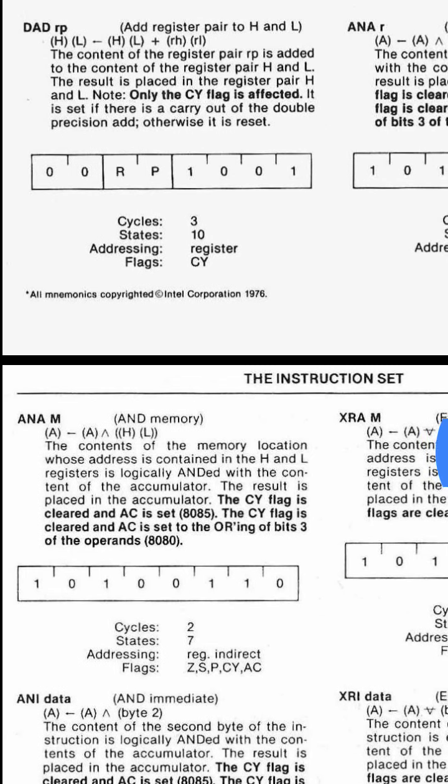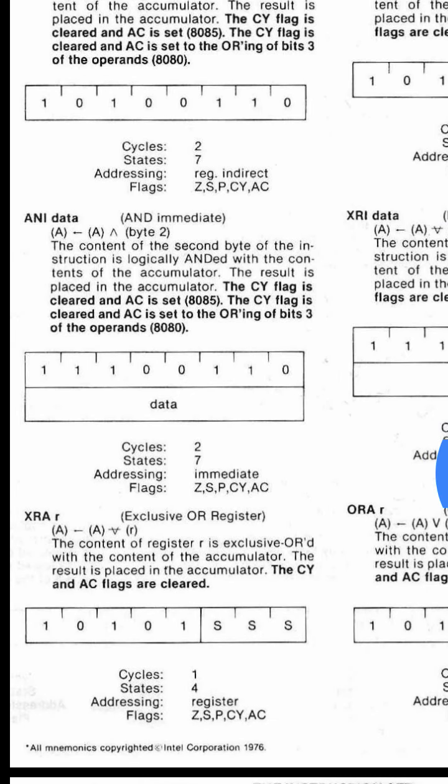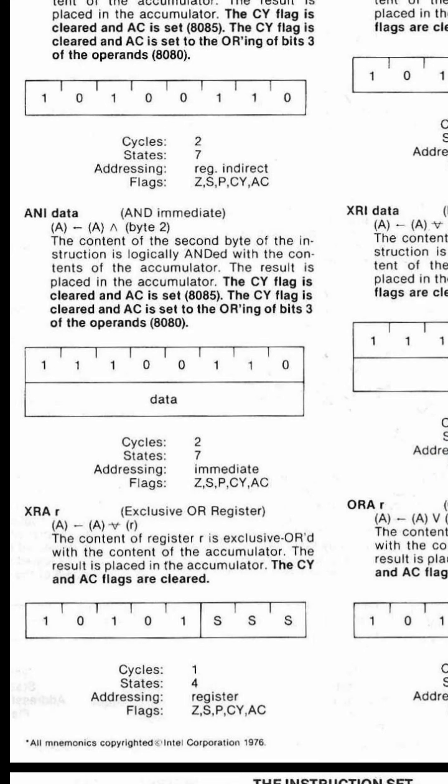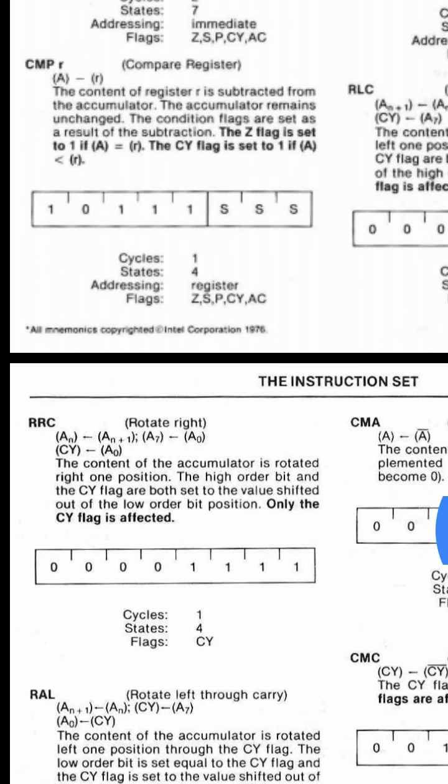Now the next instruction is ANI data, that is AND immediate. Whatever data has been specified in the instruction will be logically ANDed with the accumulator contents. Then XRA, this is exclusive OR register. Exclusive ORing of the register contents will be carried out with the contents of the accumulator, and the result will be stored in the accumulator.